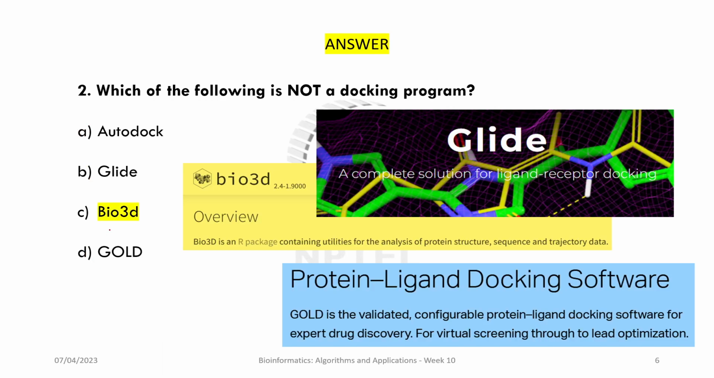I have a few snips here to help us. So Glide is the snap of the website, a complete solution for ligand receptor docking. And similarly, you have Gold as a validated configurable protein ligand docking software for expert drug discovery and lead optimization, right? And we all know Autodock is a docking program, so that leaves Bio 3D, which is an R package containing utilities for the analysis of protein structure, sequence, and trajectory data. So there's no docking service available with Bio 3D. The right answer is option C.